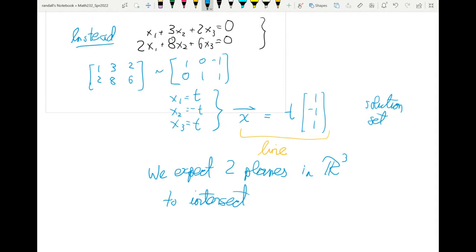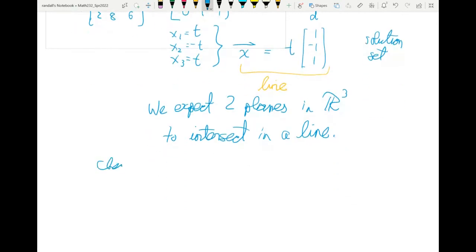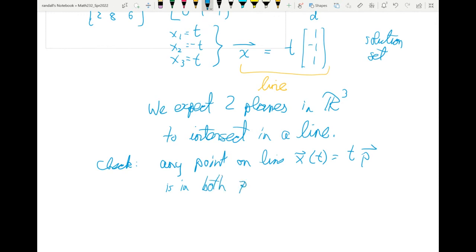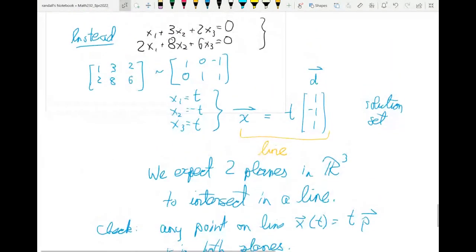You row reduce those 2 equations, and then you find a solution set, and then you express it this way, because I've identified, this is what we're calling D in the section on lines. I've identified the line by identifying this D. The point on the line is the origin, because it goes through the origin. And you can check that any point on the line, X, actually it should be written X of T, because it depends on T, is in both planes. So pick any T that you want, and you'll see that the values of x1, x2, x3 will satisfy both those 2 equations, no matter what T you pick.